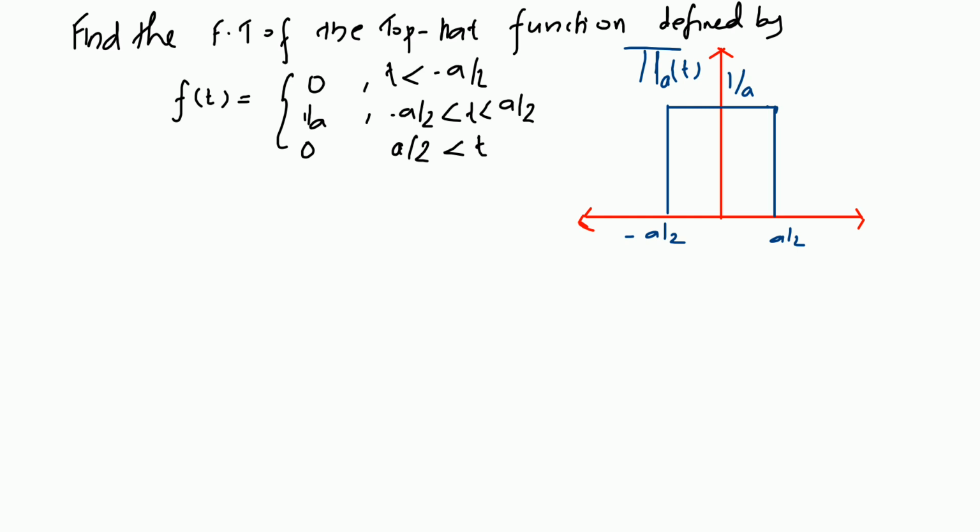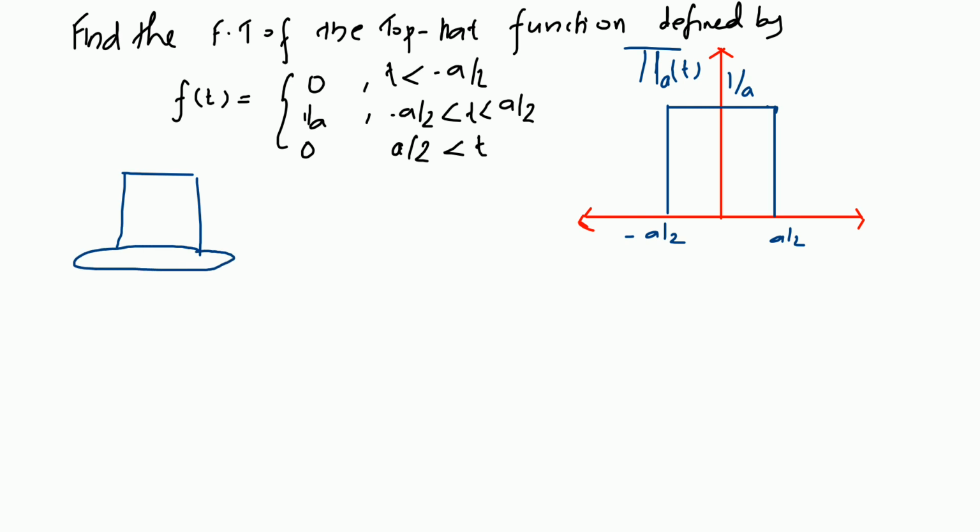Now, the top hat function is defined as f of t equal to 0 if t is greater than a by 2 or less than minus a by 2, and its value is 1 by a if t is in between minus a by 2 and a by 2. Now, why is it called top hat? If you observe the figure, it looks like a hat. That's why it is called the top hat function.